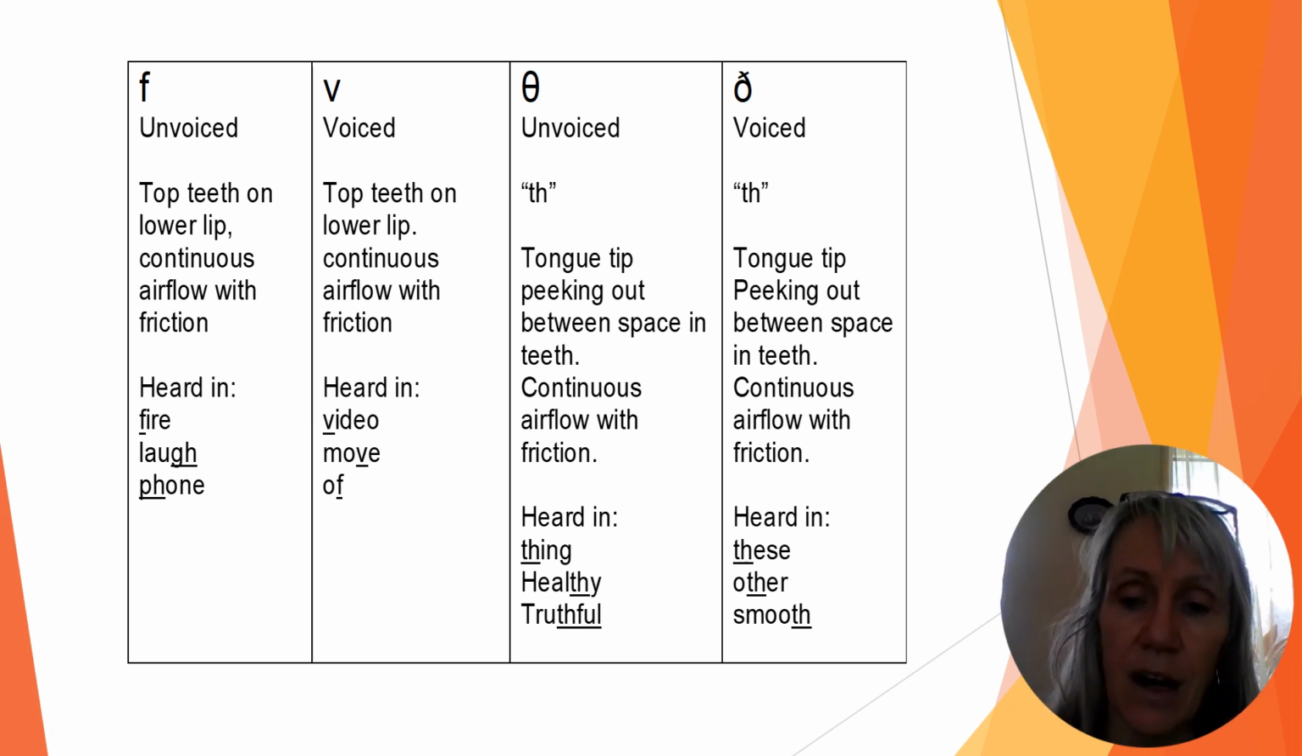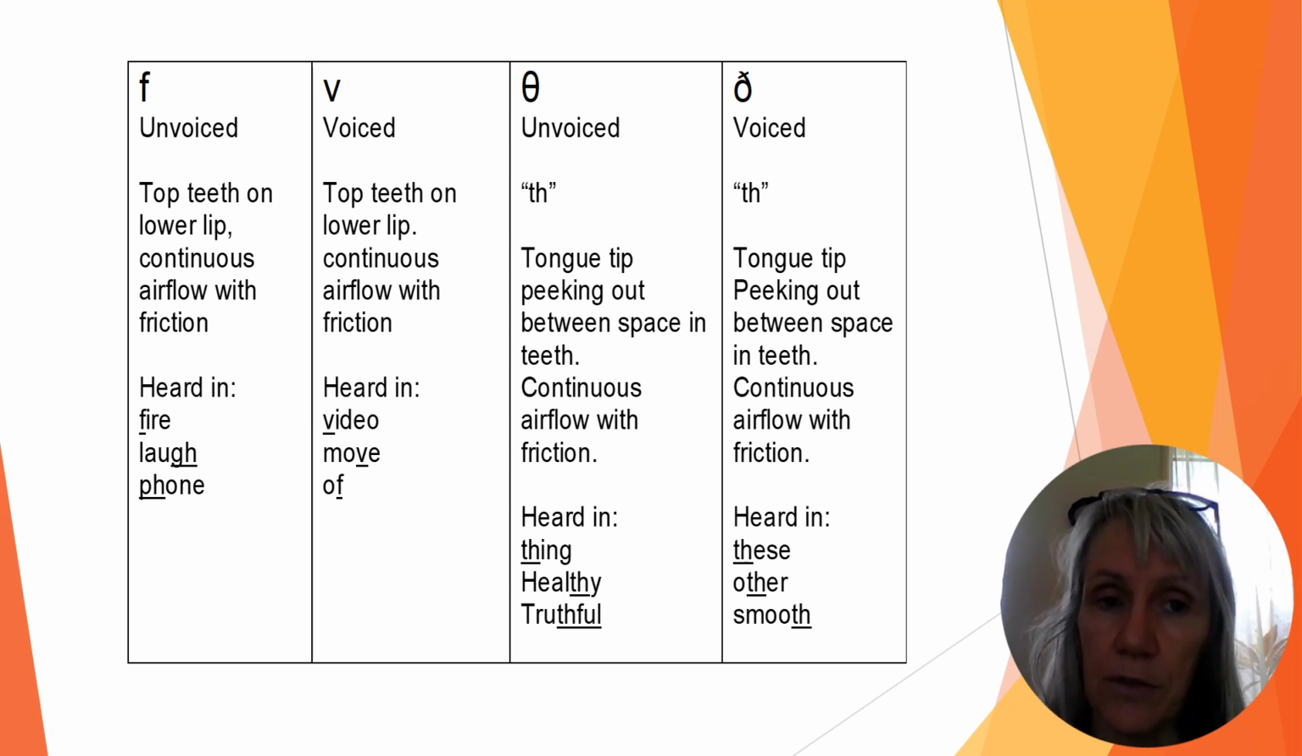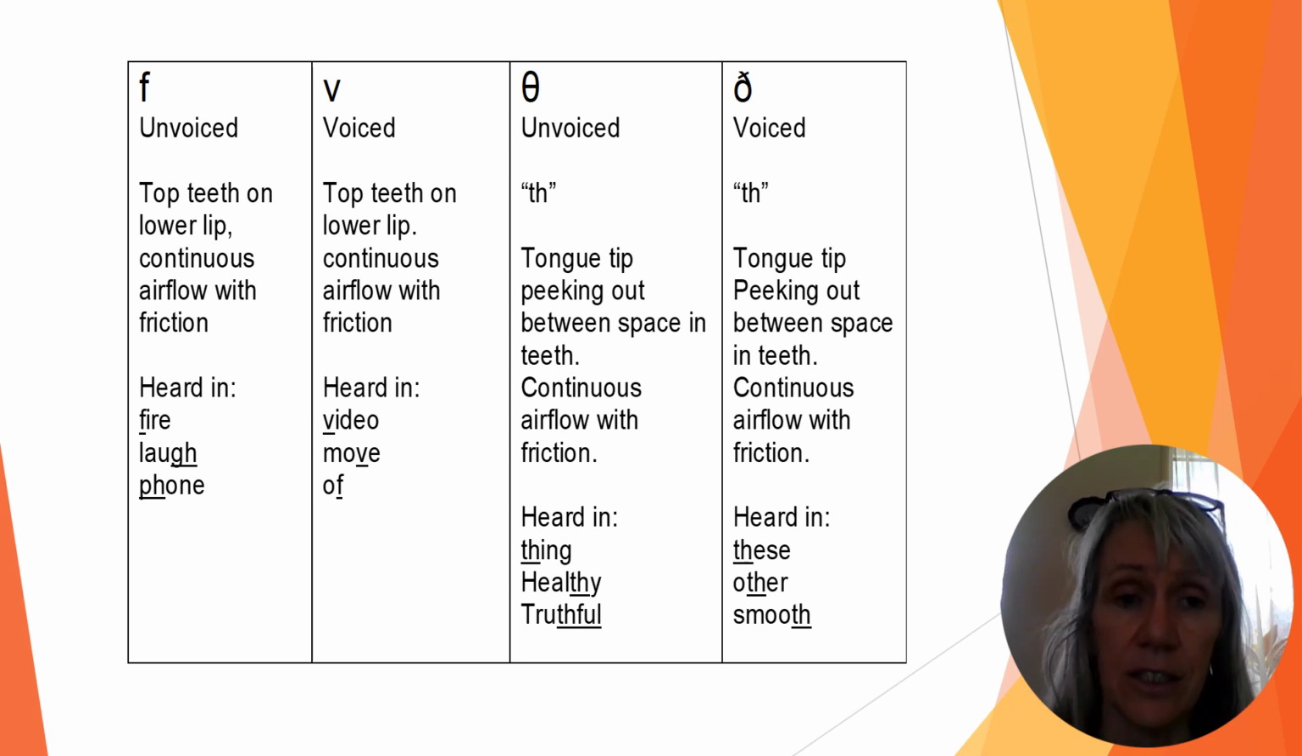Now, it's often confused when we're learning English for the first time with the V sound. For the V sound, we see a letter V as our character. This is voiced, so we're getting some vibration here with the vocal cords. Top teeth are on the lower lip. It's continuous airflow with friction, and it's heard in words like video, move, and of.